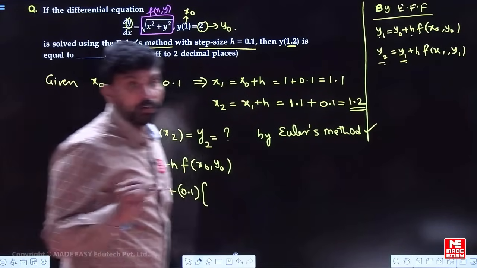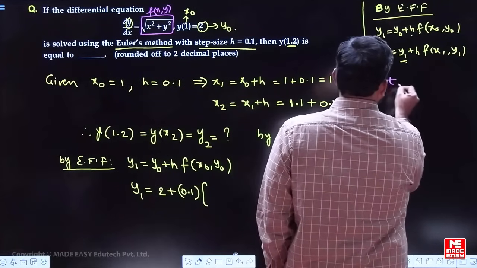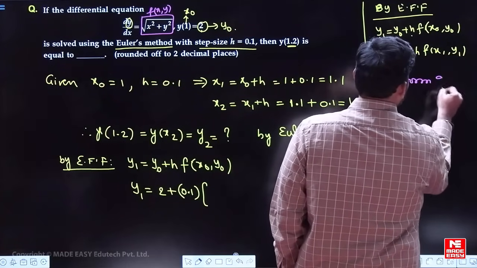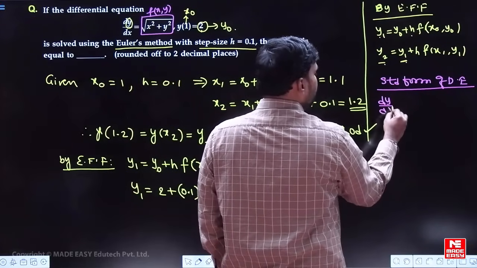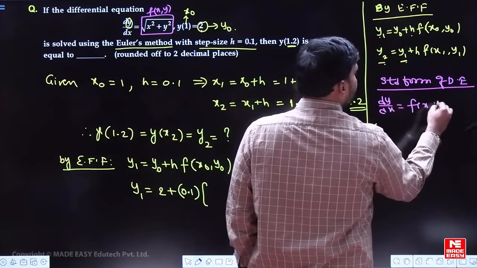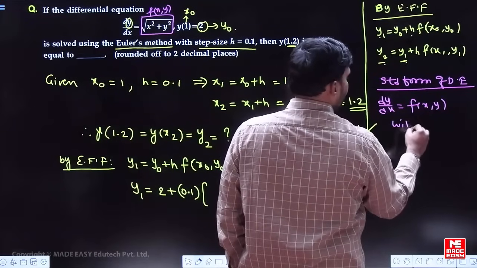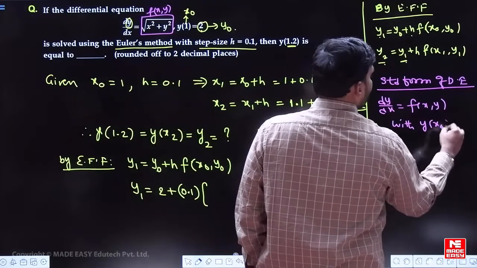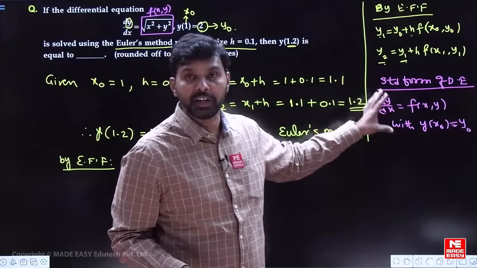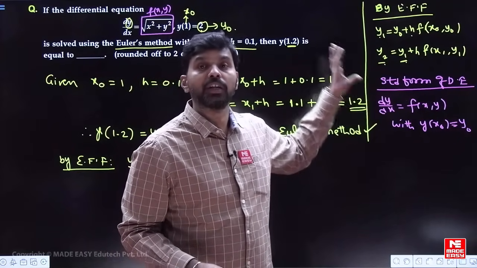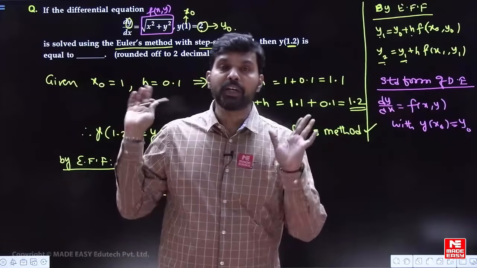Let me write the standard form of the differential equation. The standard form is dy by dx equal to f of x comma y with the initial condition y of x naught equal to y naught. This is the standard form of the differential equation to be given for numerical methods.